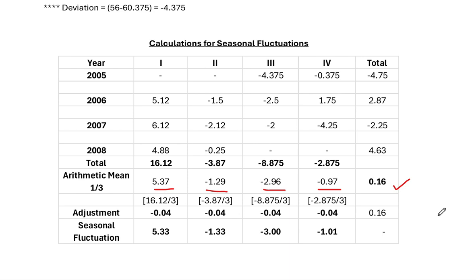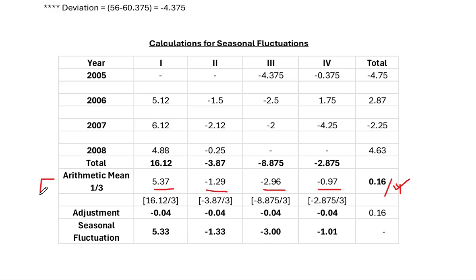So what we will do is, we will distribute these 0.16 into the 4 equal parts for all 4 quarters. So we will do one thing, divide by 4, we will get minus 0.04. So we will do the simple adjustments only. We will subtract the 0.04 from each one, so that we will get nil. So we will subtract 0.04 from each quarter. Now we will get the seasonal fluctuation data.